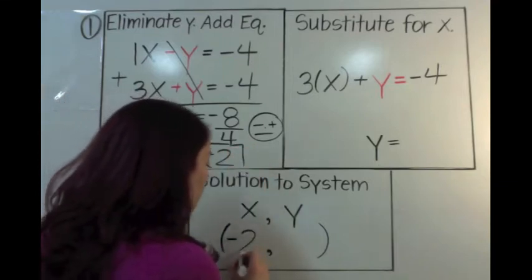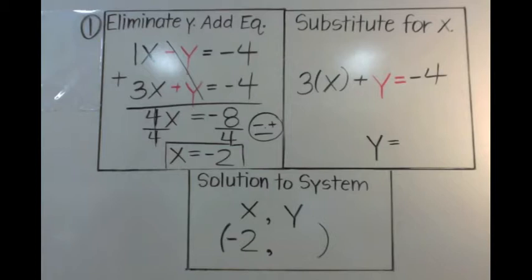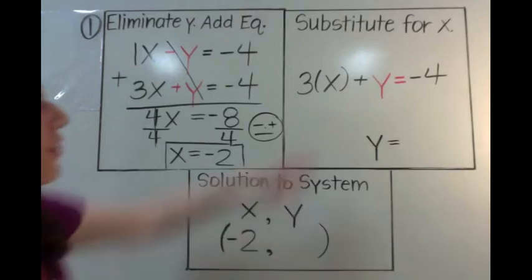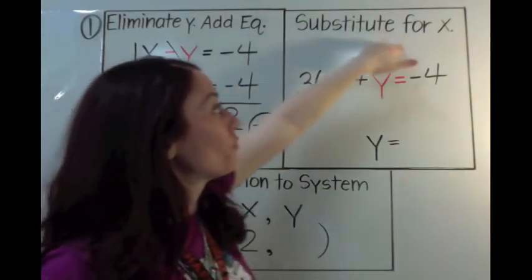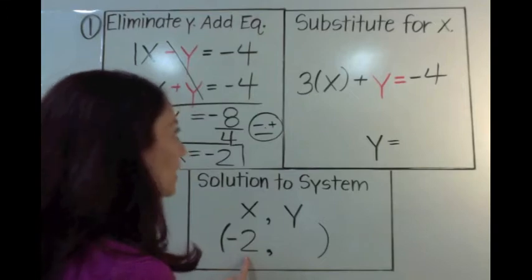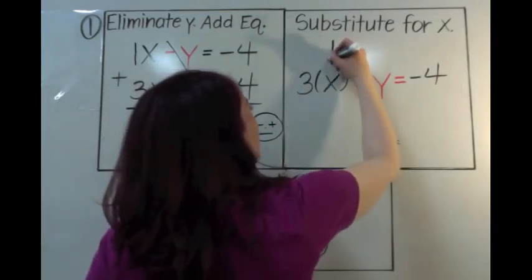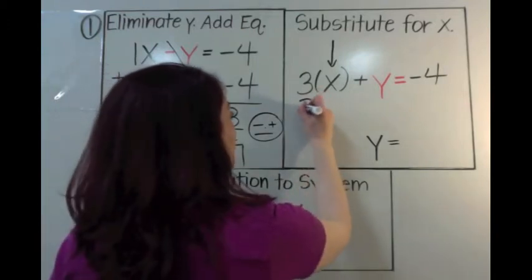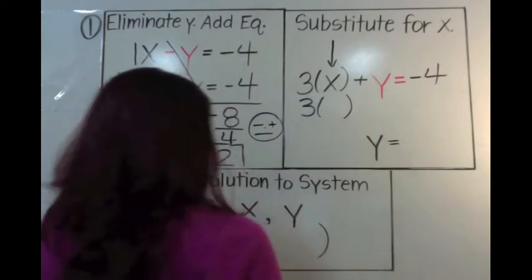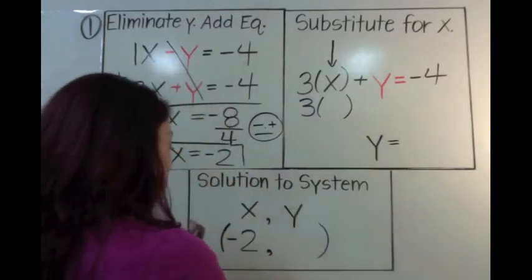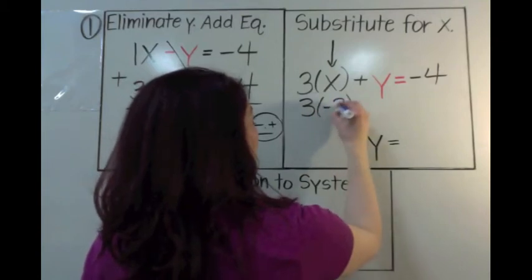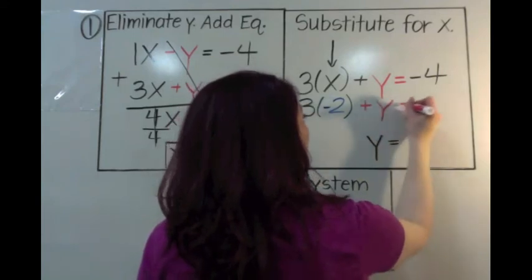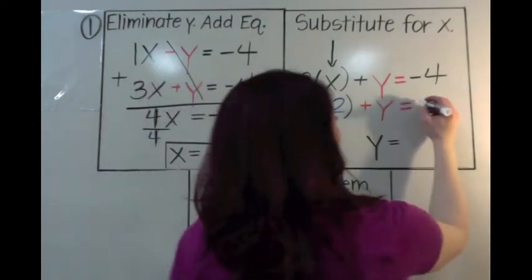I'm going to write negative 2 right here in the ordered pair because now we need to find y. How do we find y? Well, the next box says what? Substitute for x. That means I'm going to take negative 2 and put it in the place of the letter, which is x. Now these are parentheses, so you need to write 3 and then parentheses. What are you going to put? What's x again? X is negative 2. I'll make it blue just to help you out. Then we're going to add y. We're trying to find out now what is y, and it equals negative 4.